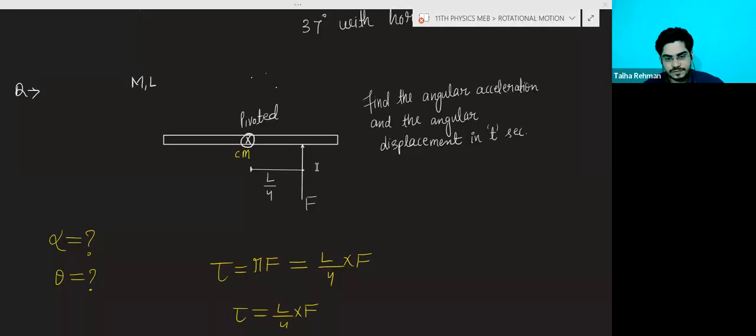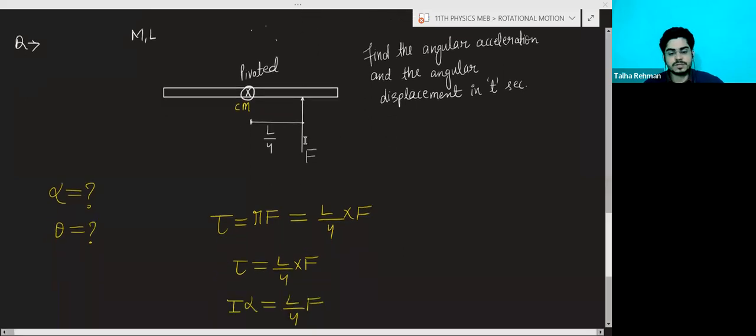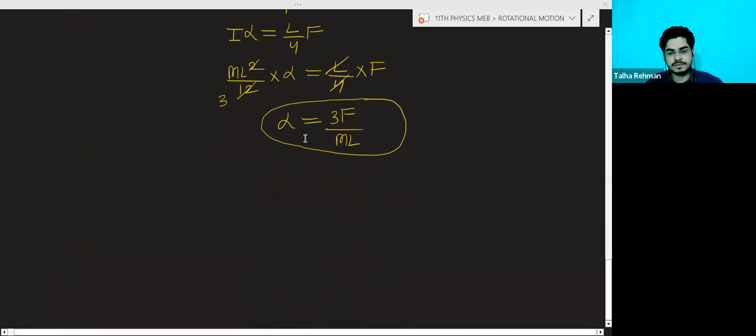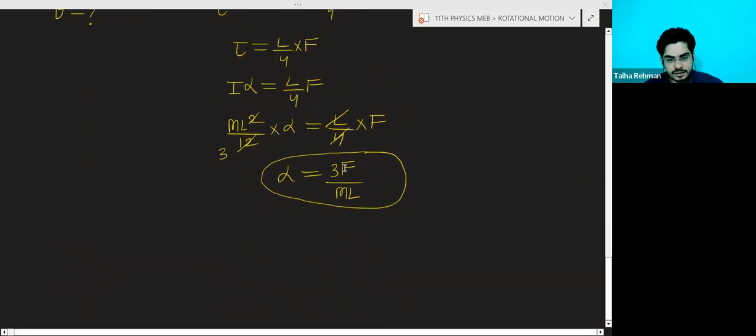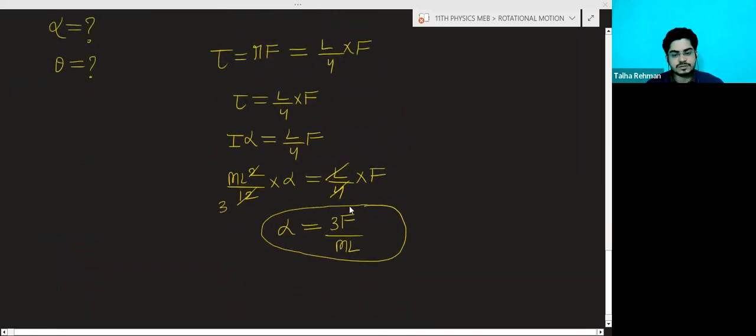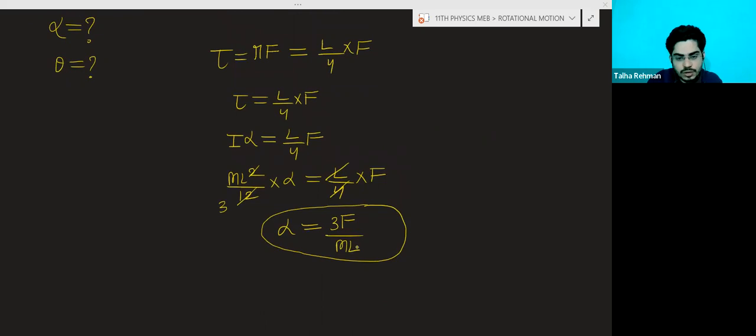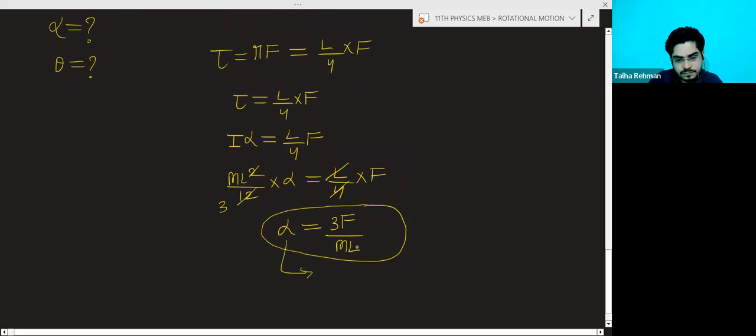It will sweep some angle. So after applying the force, there will be some angular displacement of this rod, and that angular displacement you can calculate. Now see this alpha, 3F by ml. Force is constant, mass of the rod is constant, length of the rod will remain constant. So this whole alpha is constant.